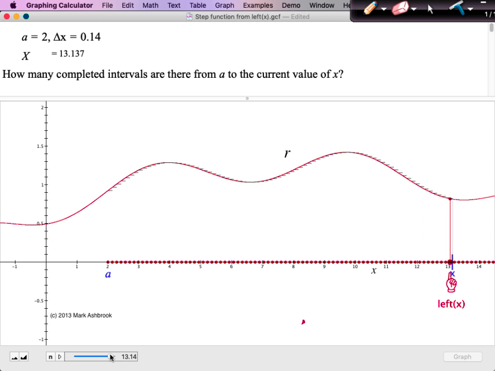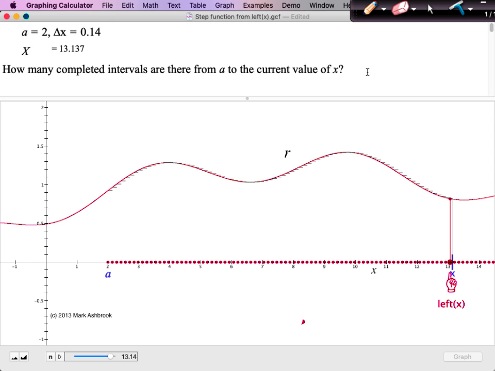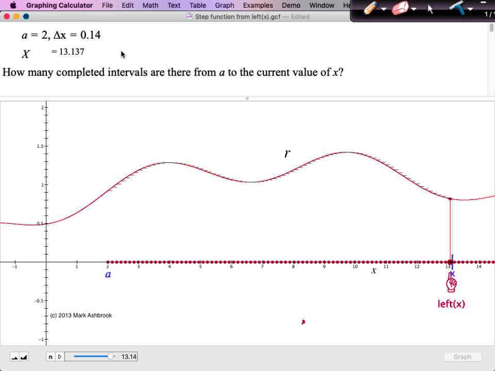Think you got it? Okay, we're gonna let everyone try. So write out what you thought, Veronica. Can you write it out and figure it out? How many completed intervals from A equals 2 to X is 13.137? X minus A, so you took 13.137. So she took X minus A and divided by delta X. What do you think? People are nodding. And then, so then what'd you do after that?